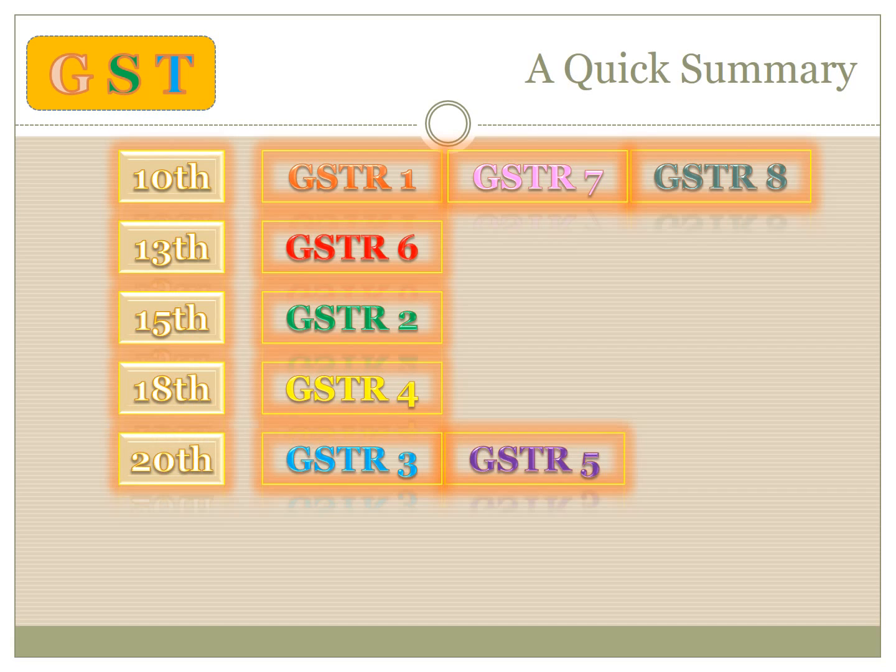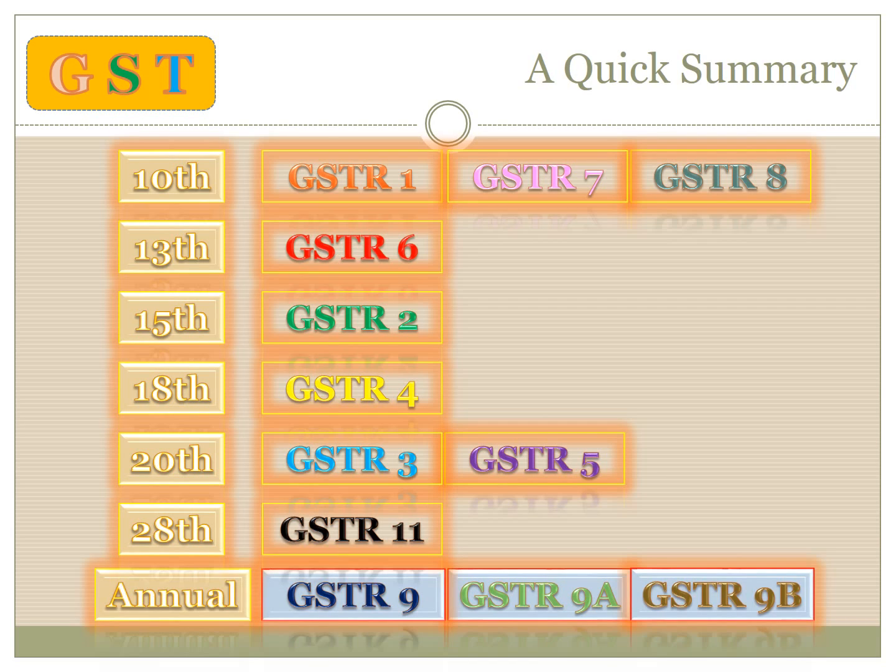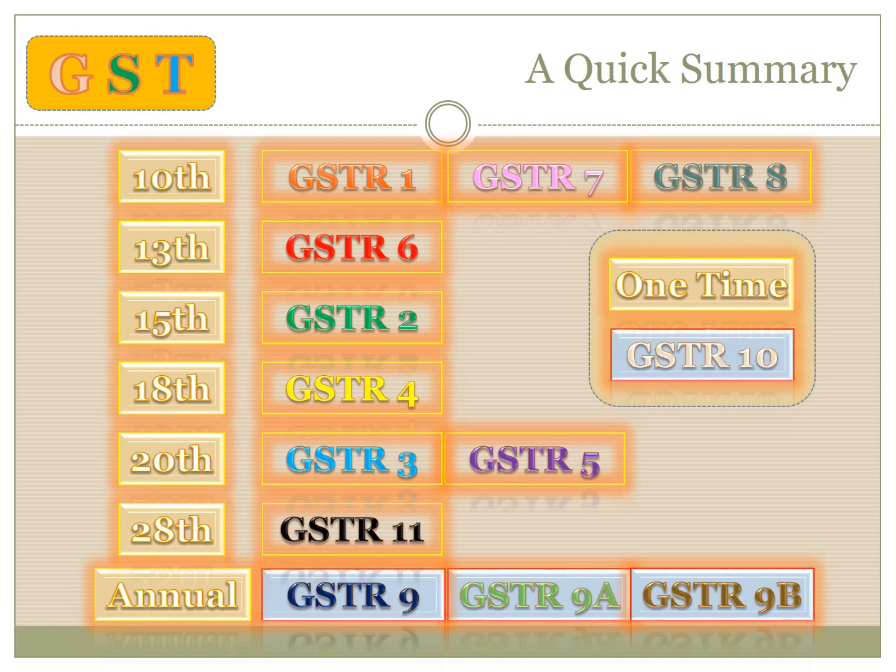GSTR 5 is also filed within 7 days of expiry of registration. The last regular return filed is by UID holders on 28th. The annual returns in GSTR 9, 9A and 9B are filed by 31st of December. GSTR 10 is the one-time return for closure of business, which brings us to the close of today's topic.